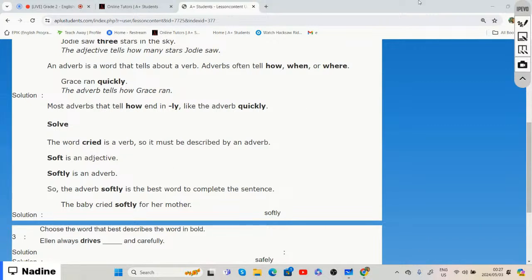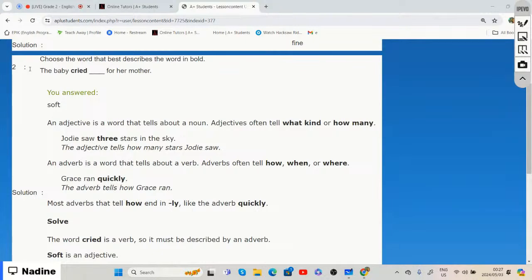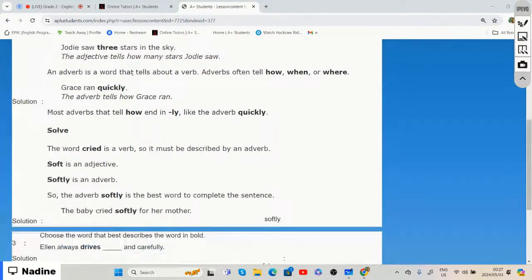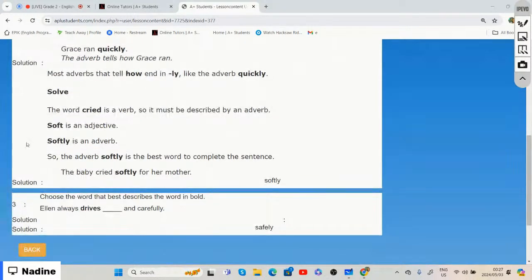And if we look at this question at the bottom, it says the baby cried for her mother. And here it says the word cried is a verb, so it must be described as an adverb.